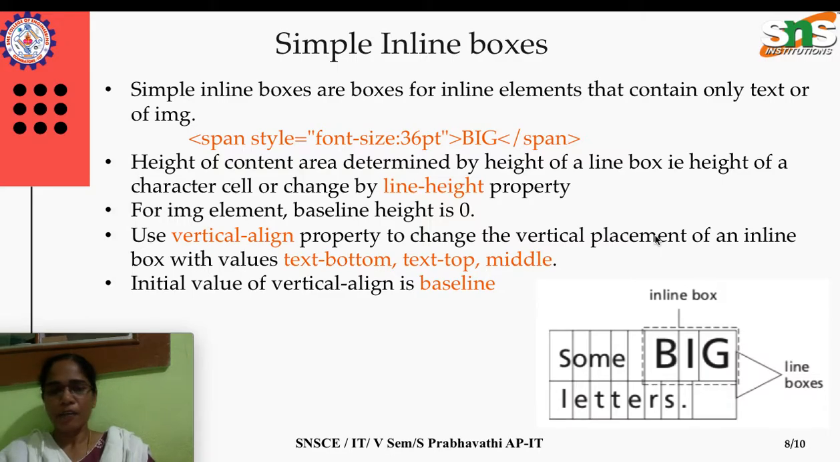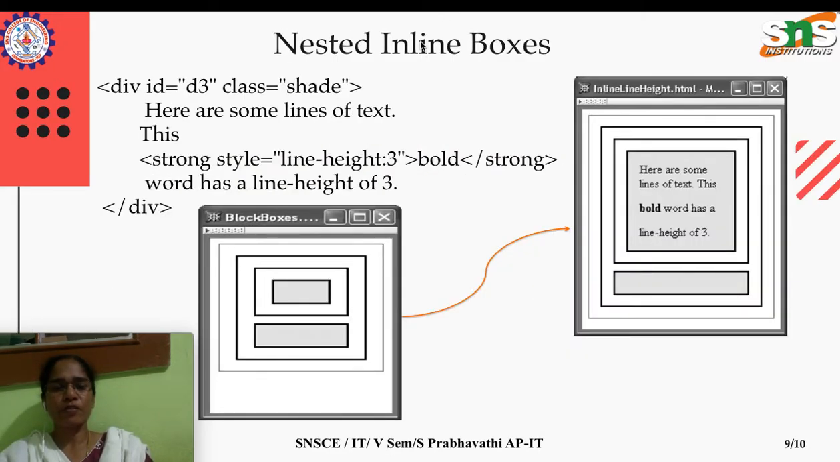Finally, about the nested inline box. What does it mean? Inside the block element, we have an inline element with some content. In this example, in the div of class shade, we have some content: "here are some lines of text". Then we have strong, an inline element whose style has a line height of 3 and bold. So this bold word alone will take a line height of 3. This bold word has a line height of 3. That's the content that gets displayed.